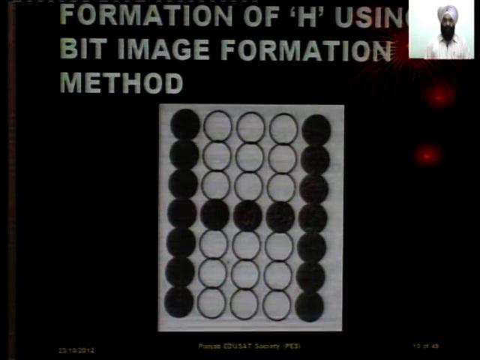So, the capital H alphabet is formed using the bit image formation method in case of dot matrix printer. We will see in the next slides how a bit image is formed in case of dot matrix printer.